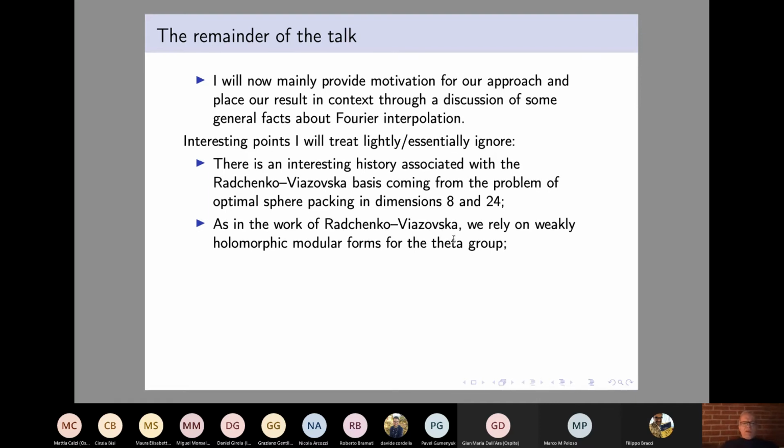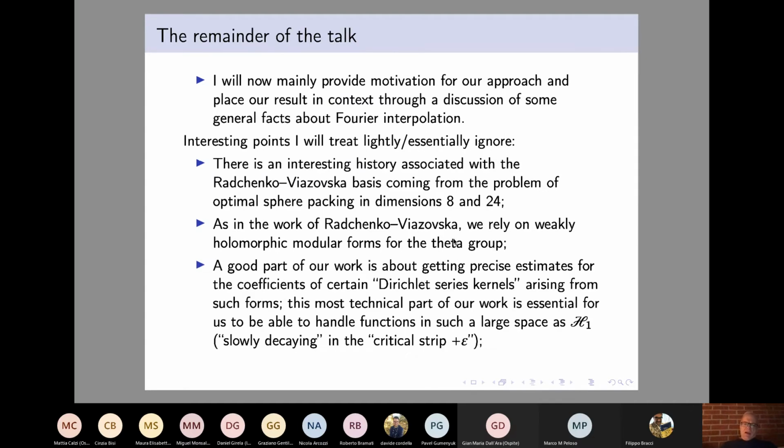What we rely on is the same things as in the Radchenko-Viazovska work. We rely on weakly holomorphic modular forms for the theta group. But as you probably understand, I will have no time to say anything about that. And then there are a lot of technicalities here, which I will not say much about. We had to work quite hard to get to the critical strip plus epsilon. So I cannot say much about that.